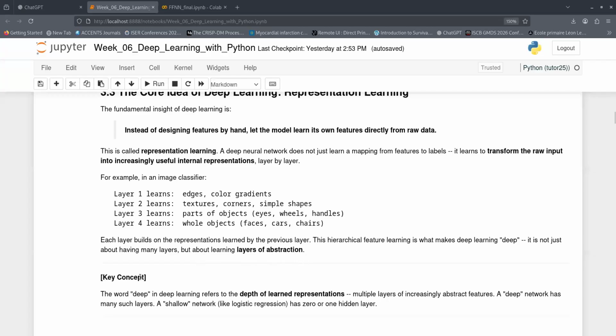So what are the key concepts here? I want you to remember and master this key concept. The word deep in deep learning refers to the depth of learned representation. We have multiple layers of increasingly abstract features. A deep network has many such layers. A shallow network, like logistic regression, has zero or one hidden layers.